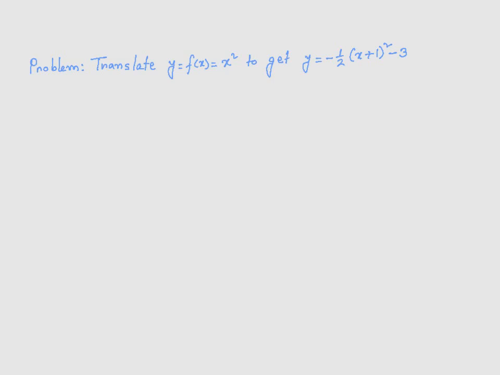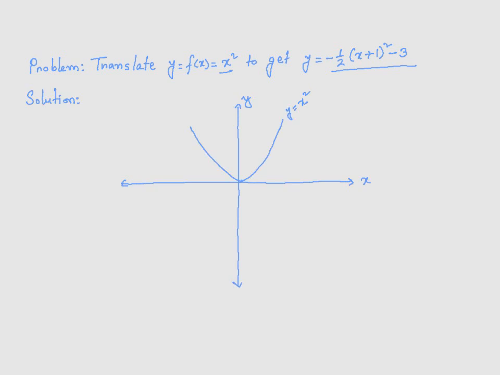In this video, I am going to discuss translating the function y equals x squared to get to y equals negative 1/2 times (x plus 1) whole squared minus 3. We start off with the function y equals x squared, and the vertex is at (0, 0). Let's always label the vertex so that we can keep track of things.